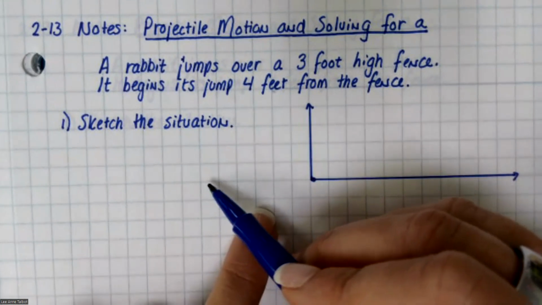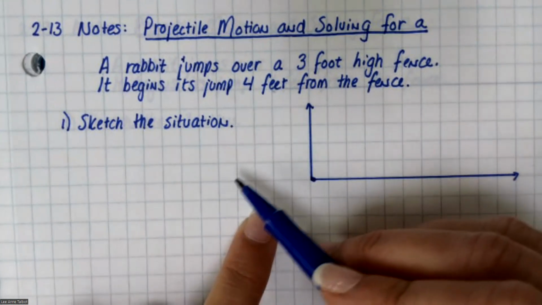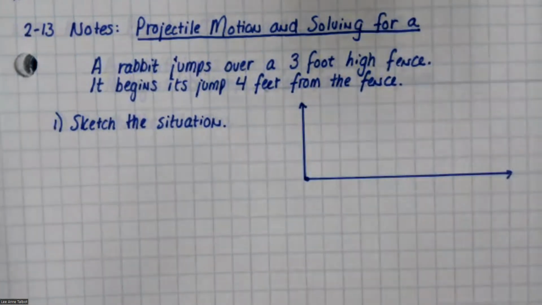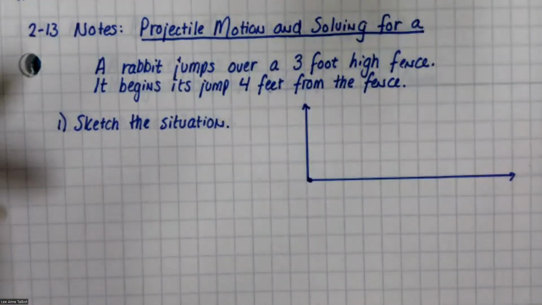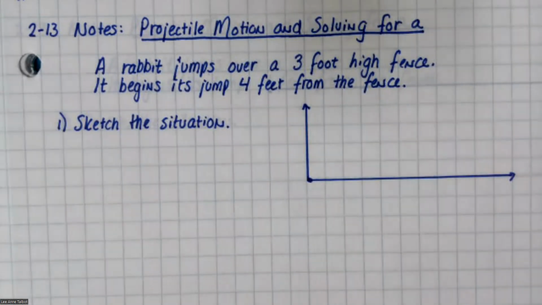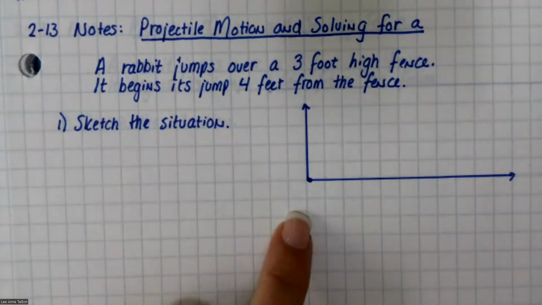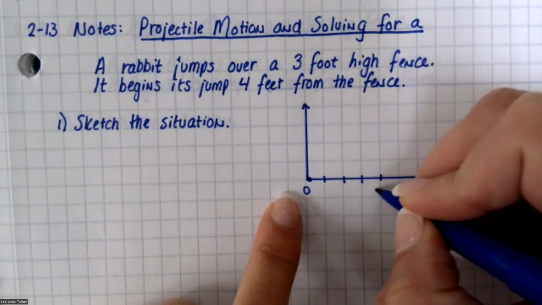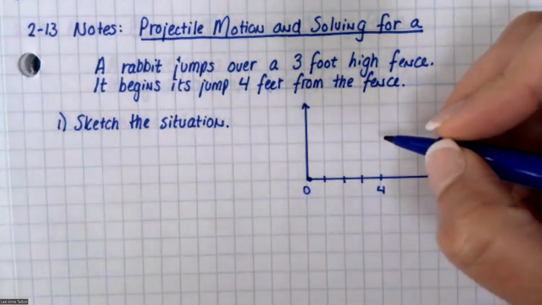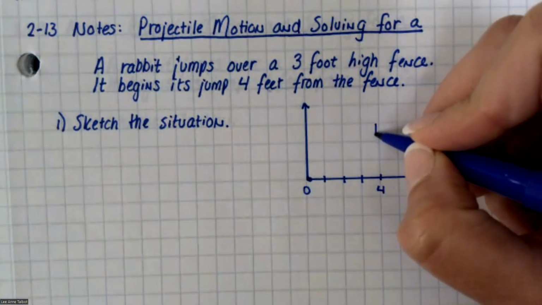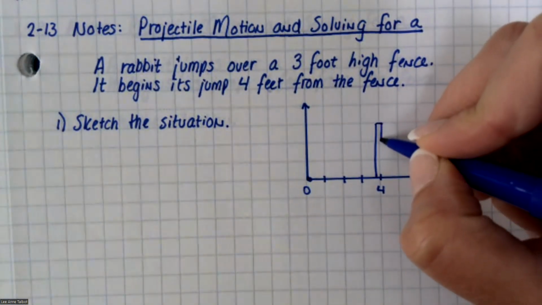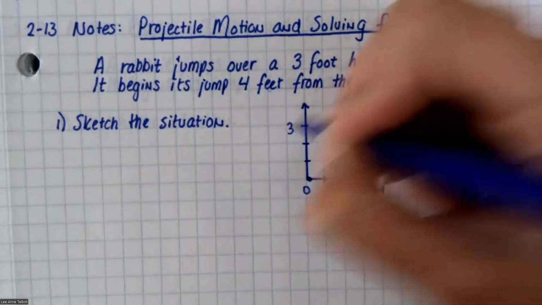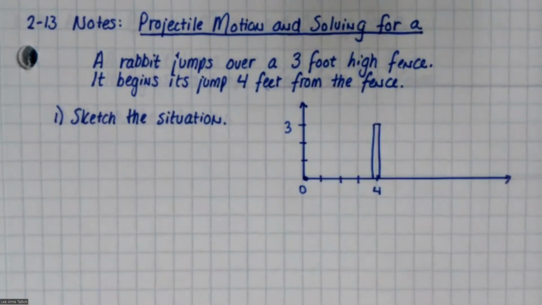Some teachers will have you back it up to -4 and then have the height of it at the Y axis. That's fine too. There's actually an infinite number of correct answers for this problem, depending on where you start your jump. But I like to start mine at 0, 0. It says it begins its jump 4 feet from the fence. So I'm going to go 4 feet out. And I'm going to draw a little fence. And I'm going to very specifically make my fence 3 feet tall.